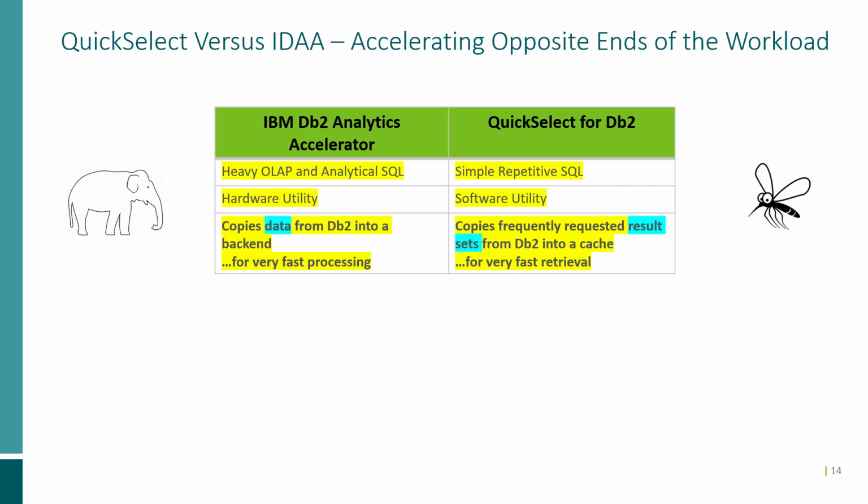IDAA is a hardware utility, QuickSelect for Db2 is a software utility. IDAA copies data from Db2 into a backend for very fast processing. QuickSelect copies frequently requested result sets from Db2 into its own cache for very fast retrieval. As we can see again, the two solutions are not just similar, but they're also highly complementary.